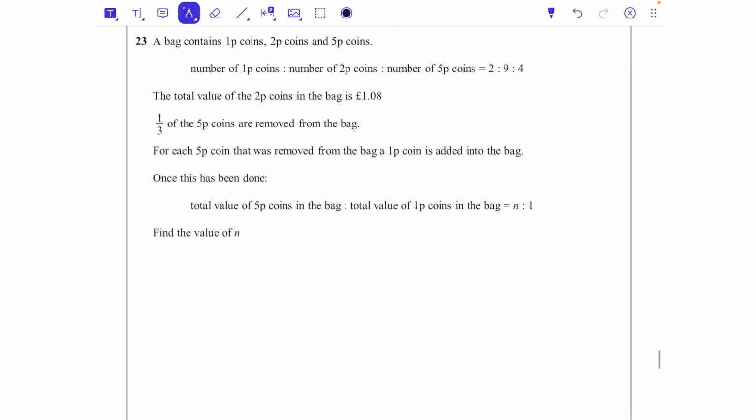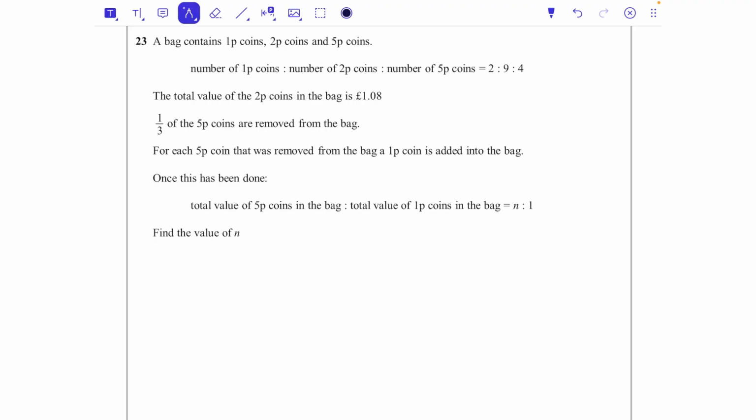A bag contains 1p coins, 2p coins and 5p coins. The number of 1p coins to the number of 2p coins to the number of 5p coins is in the ratio 2 to 9 to 4. The total value of the 2p coins in the bag is £1 and 8p. A third of the 5p coins are removed from the bag. For each 5p coin that was removed, a 1p coin is added. Once this has been done, the total of 5p coins to the total of 1p coins is in the ratio n to 1. Find the value of n.